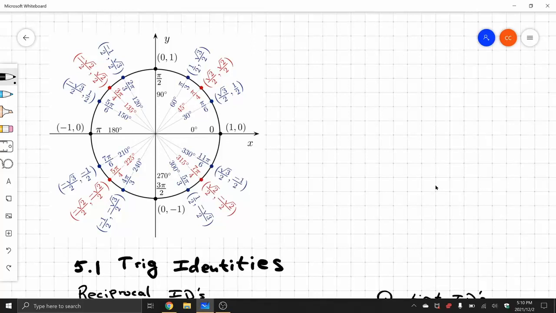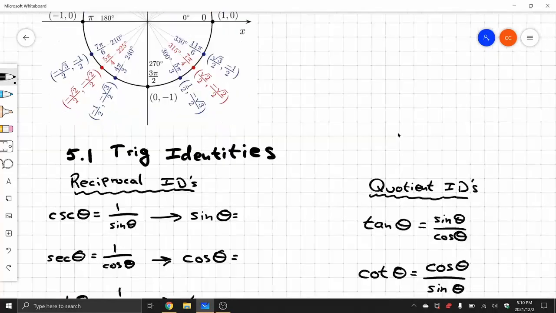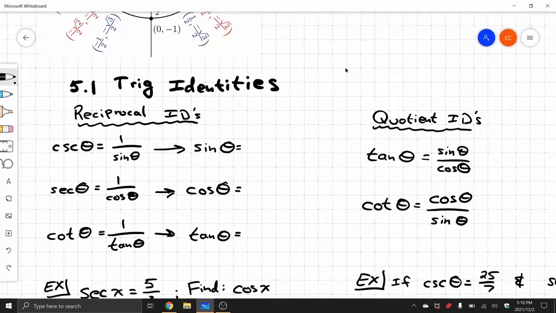We're going to be looking at trig identities. Okay, we've got our unit circle here. We're going to be referencing this a few times today. We're going to be taking a look at reciprocal identities and quotient identities first.